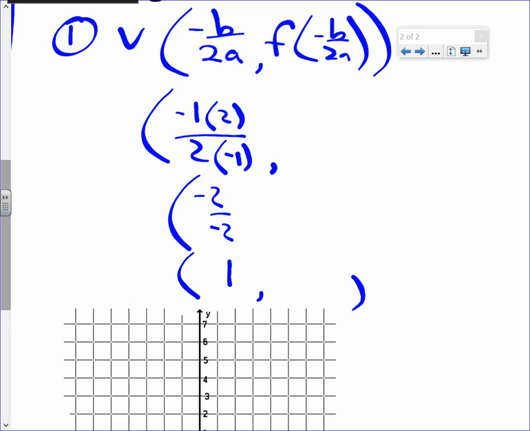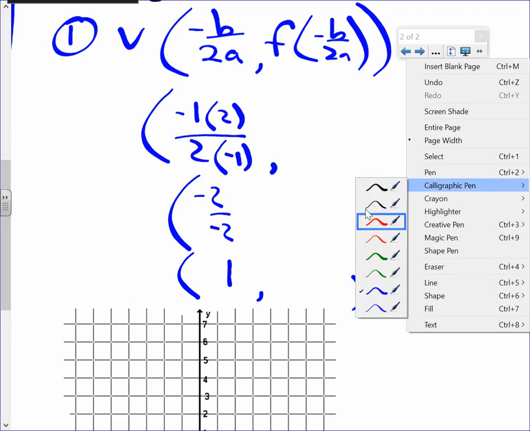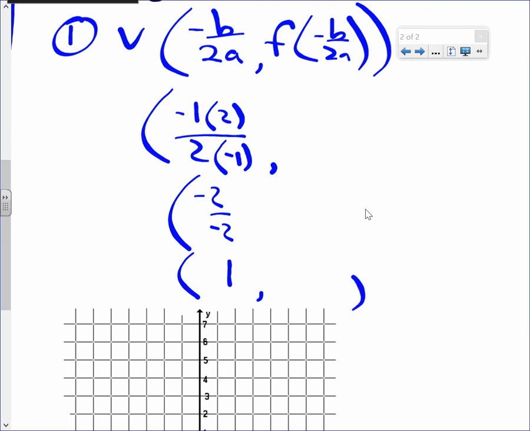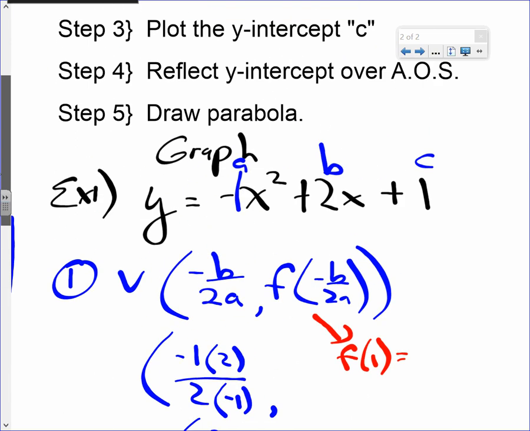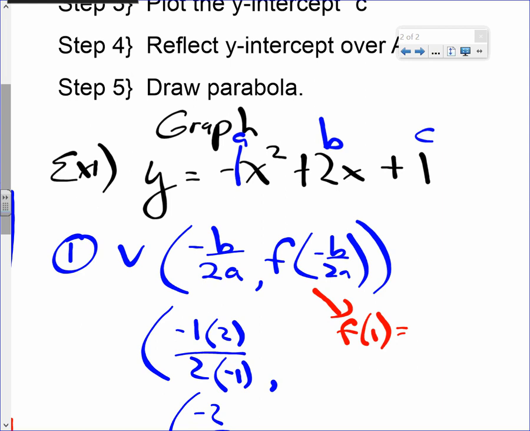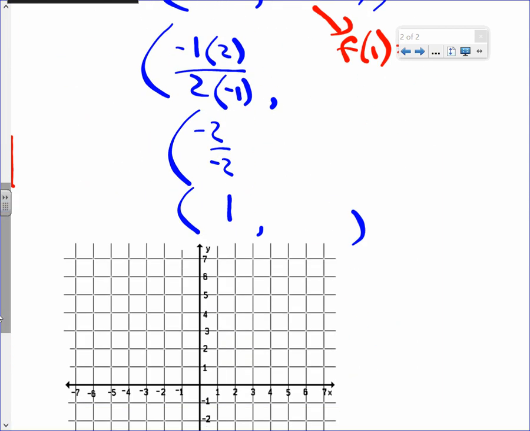Use the whole graph paper for these notes. Don't skimp on space. Make it clear for yourself. Use the whole piece of graph paper. Now I'm going to find the function now at 1. The function at 1 is going to be, let me get the function up here. Negative 1x squared plus 2x plus 1. So there we go.